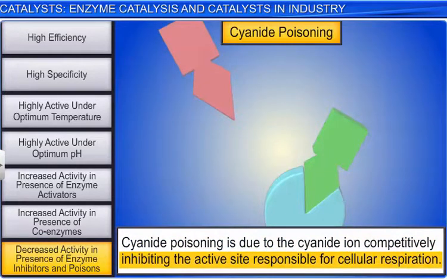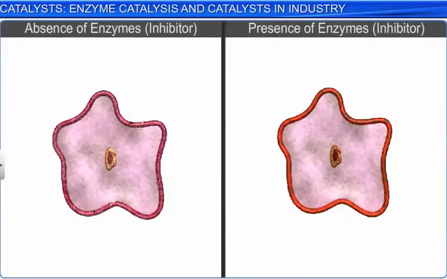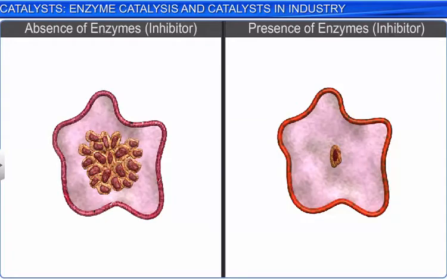Chemotherapeutic treatment of cancer utilizes the property that drugs behave as inhibitors to important enzymes responsible for the growth of tumors. Thus, we can say that the use of inhibitors can be for the benefit of mankind or its destruction.